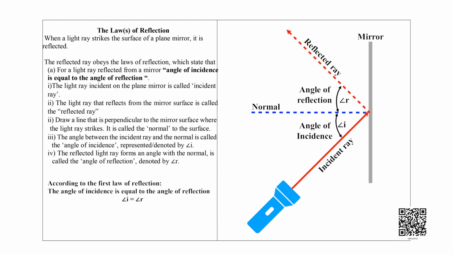According to the first law of reflection, the angle of incidence is equal to the angle of reflection. In other words, angle I equals angle R. Let us do an activity to compare the angle of incidence and the angle of reflection and actually see whether this law of reflection holds.